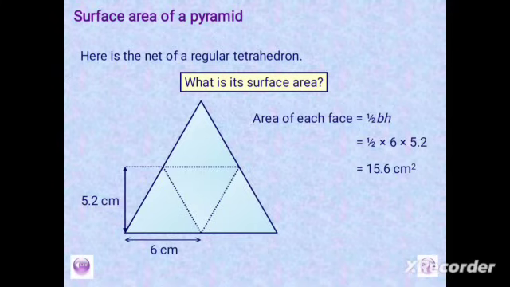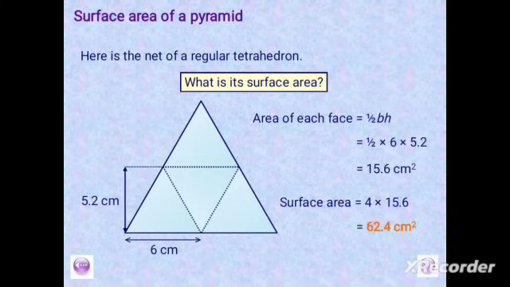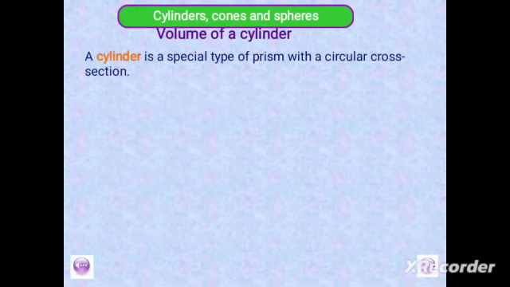So area of each base is 15.6 square centimeters, and you realize that there are 4 faces. So surface area of this pyramid will be 4 times 15.6, and that gives us 62.4 square centimeters. Now let's move to cylinders, cones and spheres.